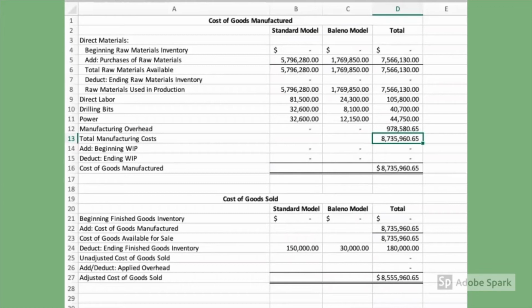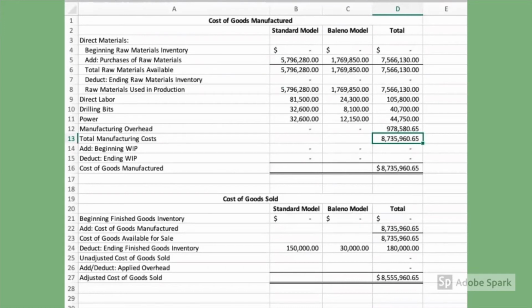Manufacturing overhead for this period was $978,580.65. You can see our calculations for this over in the cost information tab. And then for cost of goods manufactured, you look at beginning and ending WIP. WIP stands for work in progress. Since we didn't have any here, we can skip this step and we have a total cost of goods manufactured of $8,735,960.65.